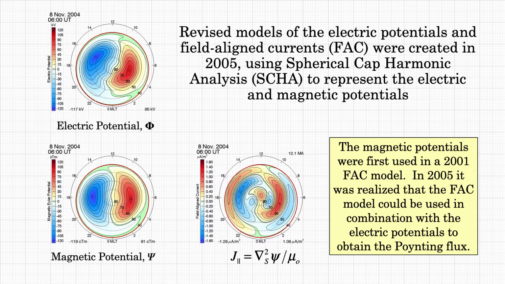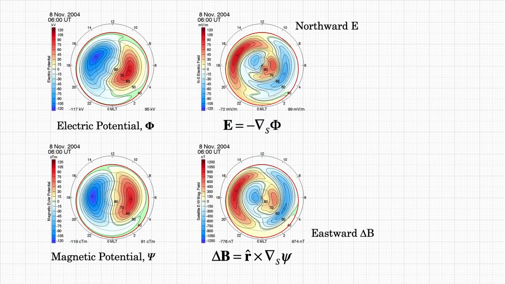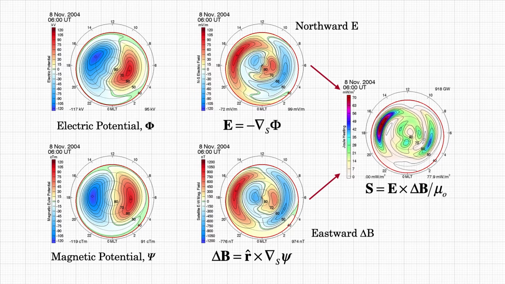In 2005, it was realized that the FAC model could be used in combination with the electric potentials to obtain the Poynting flux or Joule heating. Of course, the electric field is obtained from the gradient of the electric potential, and the delta B is also obtained from the gradient of the magnetic potential, but rotated by 90 degrees. And here we see in the graph the northward component of the electric field and the eastward component of delta B. And Poynting flux is created from their cross product.